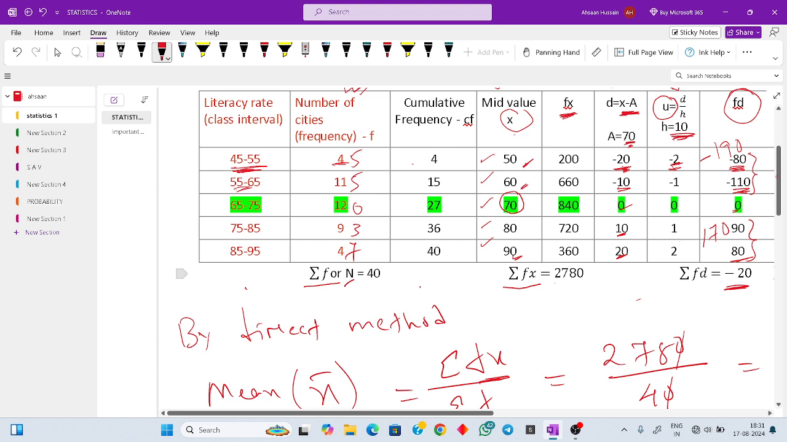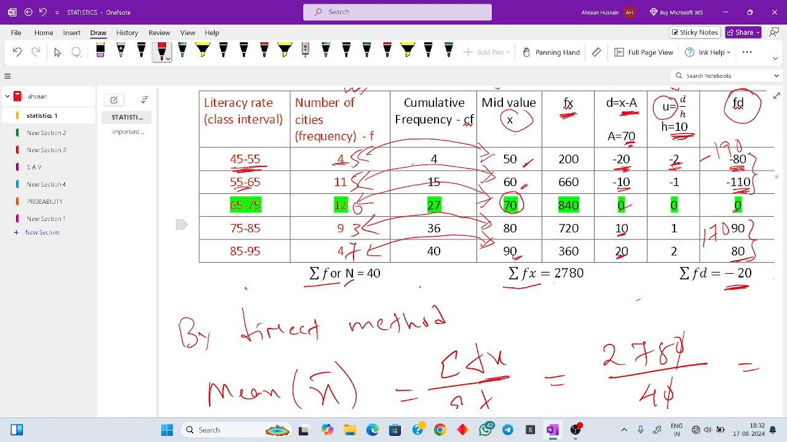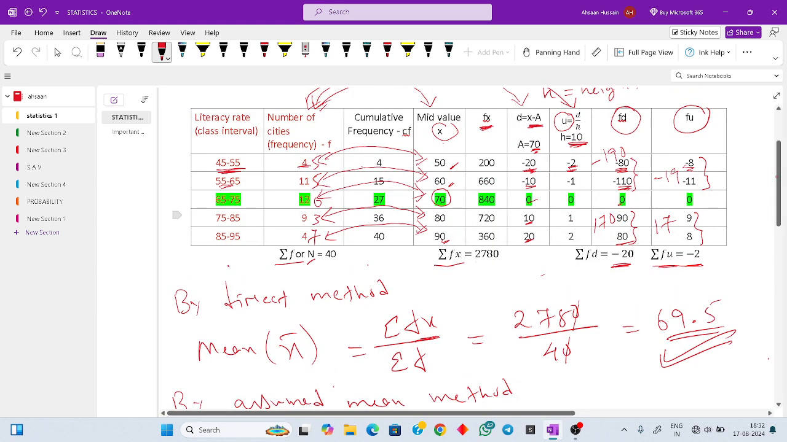If you multiply f into x, it will be quite hectic for you to find the exact value. It will be a long process, isn't it? To multiply a larger value with a larger value. That's why we need other methods. So all I'm trying to say is direct method is not applicable in case of large observations. Okay.